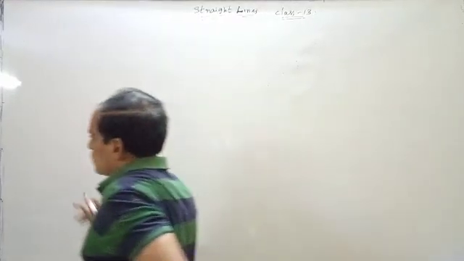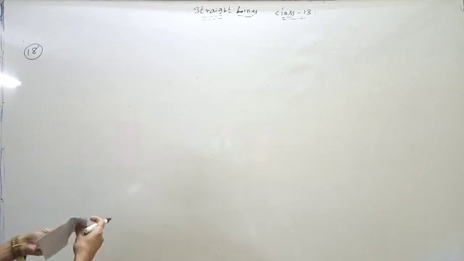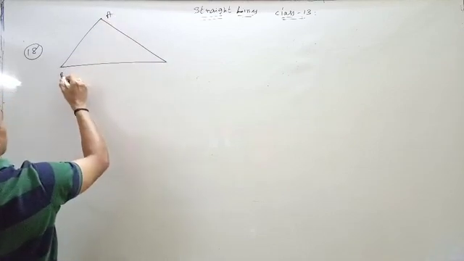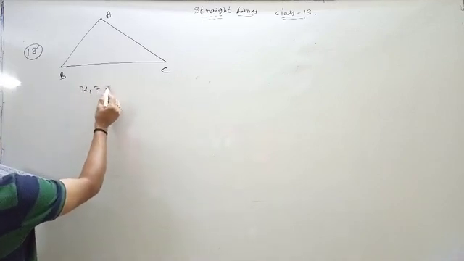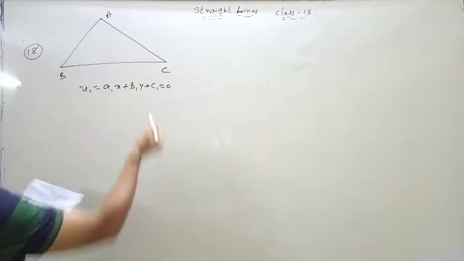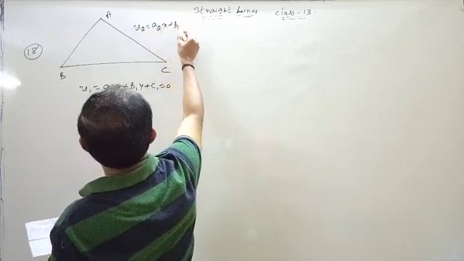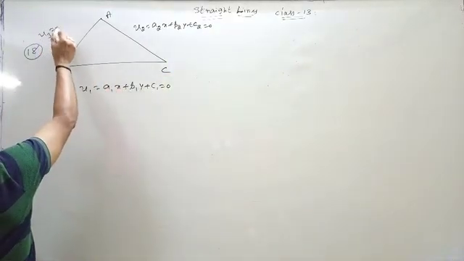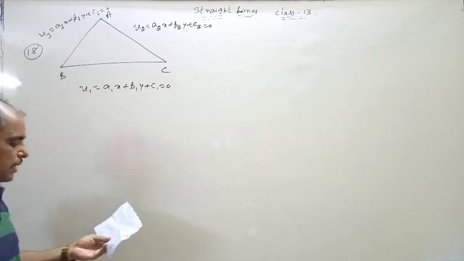Now the 18th question is: there is a triangle ABC, and the equation of side BC is U1, that is U1 equals A1x plus B1y plus C1 equals 0. And CA is U2, that is A2x plus B2y plus C2 equals 0. And this one is U3, A3x plus B3y plus C3 equals 0. These are the three equations of the sides of the given triangle ABC.